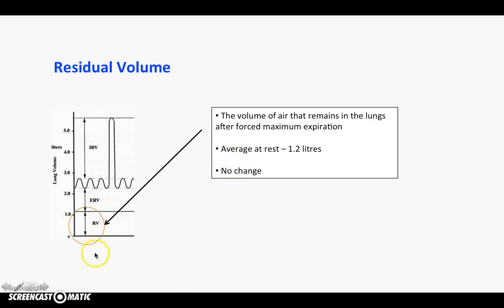So here we go, here we have inspiratory reserve volume, i.e. how much we can forcibly breathe in. Expiratory reserve volume, how much we can forcibly breathe out after a normal breath. And then finally our residual volume, I should say, sorry, is here, and this is the volume of air that remains in the lungs after forced maximum expiration.